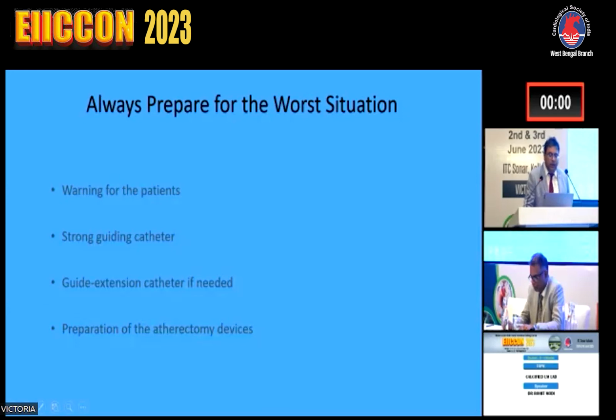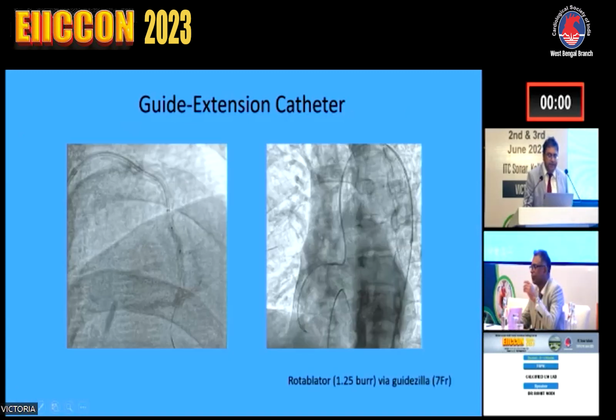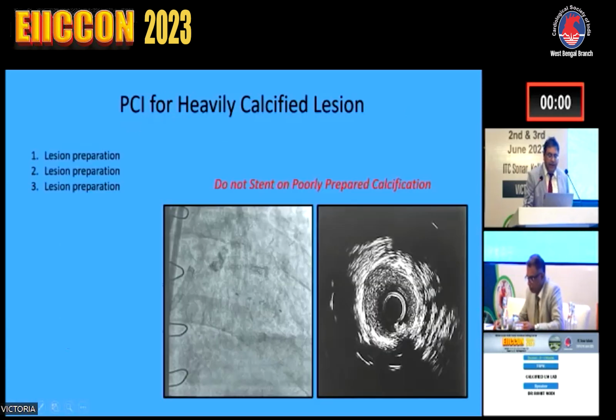So while treating a patient with calcified lesions, you should always be prepared for the worst situation. There should be a warning to the patients. There should be a strong guiding catheter. You can use a guide extension catheter if needed, and preparation with an atherectomy device or IVL device these days. So these are the guiding catheters which are used: Telescope, GuideLiner, Guidezilla, guide extension. This is a patient being done, LAD left main, with the help of a guide extension catheter. You can see the IVUS.